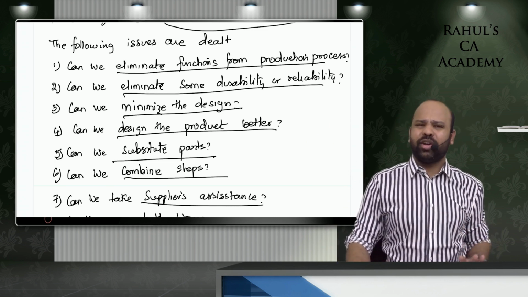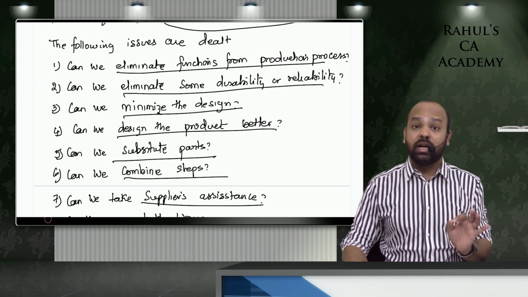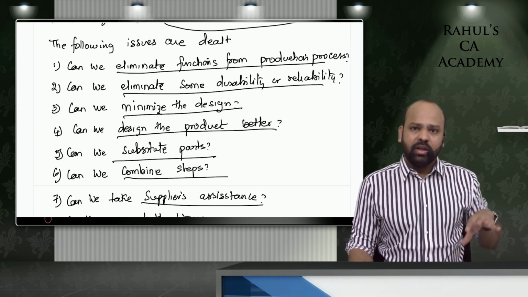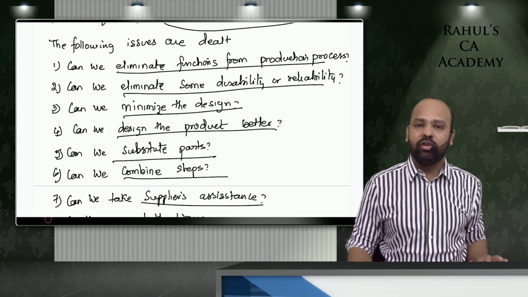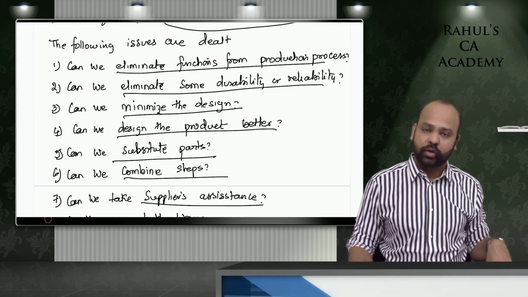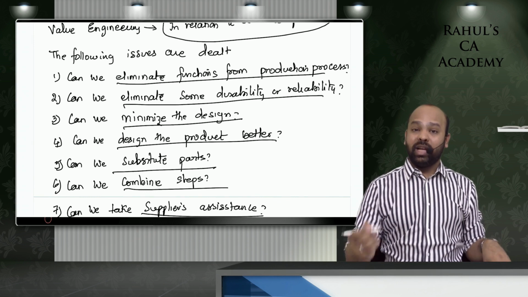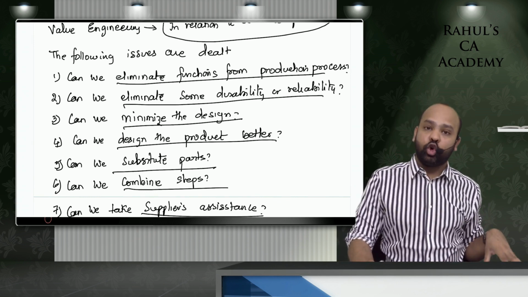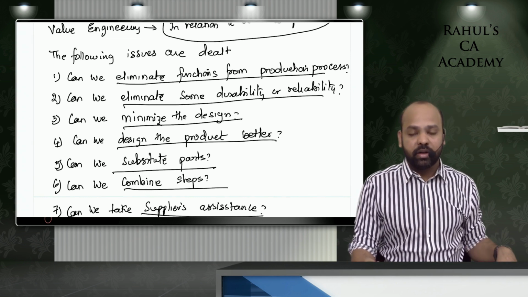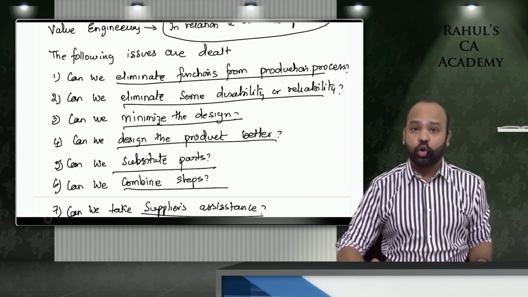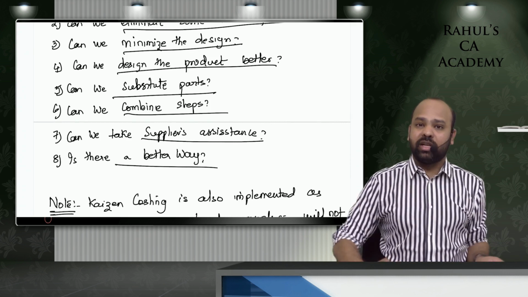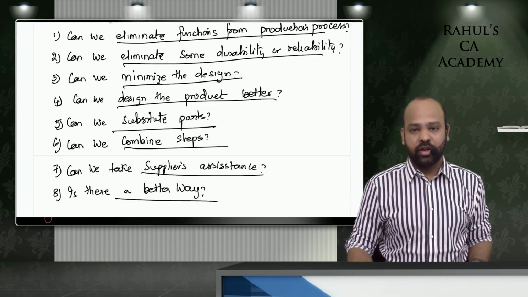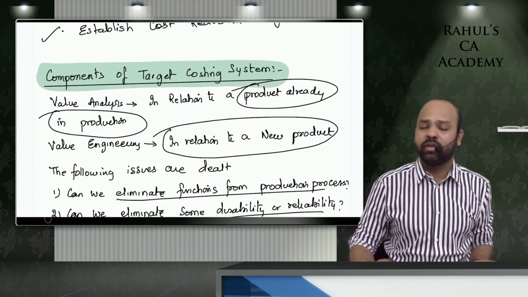So all of these questions, guys, are answered under value analysis and value engineering, which is an integral part of target costing. So it's all about, can we eliminate functions? Can we combine steps? Can we skip steps? Can we substitute raw materials? Can we simplify the design? Can we design the product differently altogether? And can we take the supplier's assistance? Is there a better way of performing the task in hand? All of these questions you are answering, guys, under value analysis and value engineering.